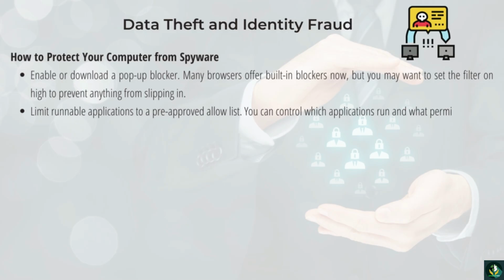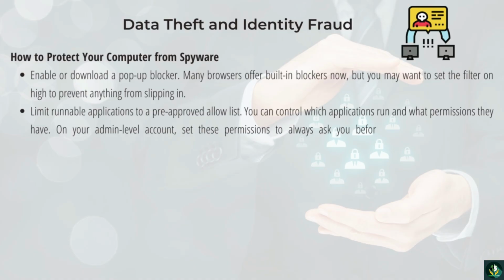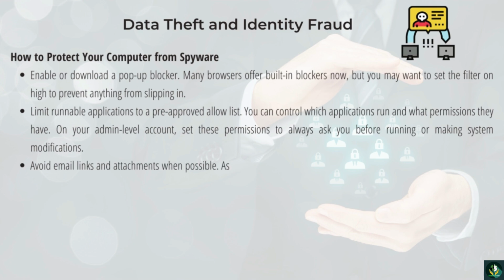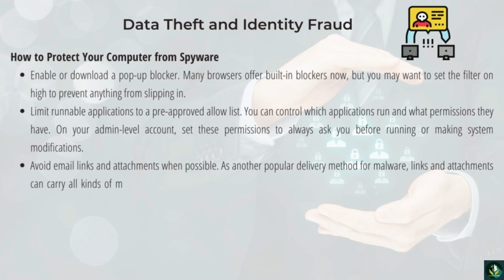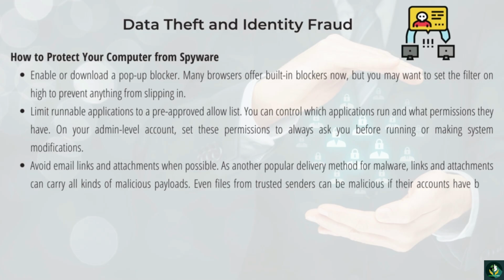You can control which applications run and what permissions they have. On your admin-level account, set these permissions to always ask you before running or making system modifications. 3. Avoid email links and attachments when possible. As another popular delivery method for malware, links and attachments can carry all kinds of malicious payloads. Even files from trusted senders can be malicious if their accounts have been hacked via phishing.